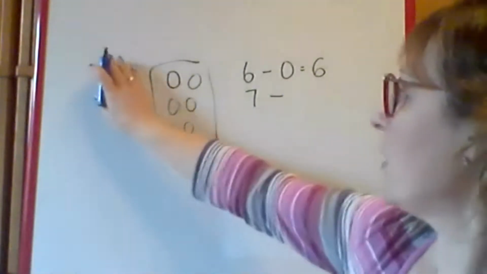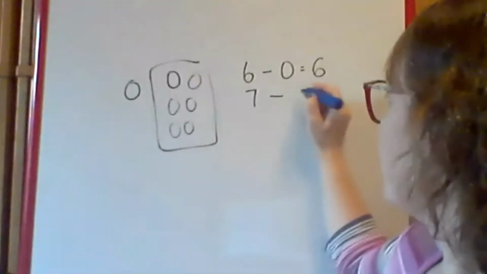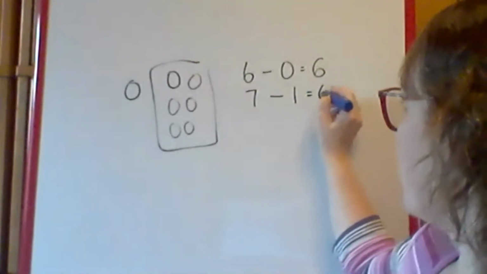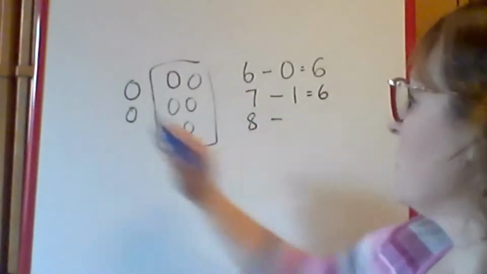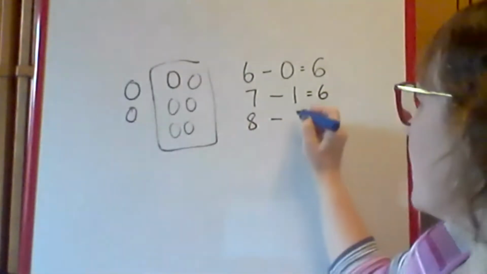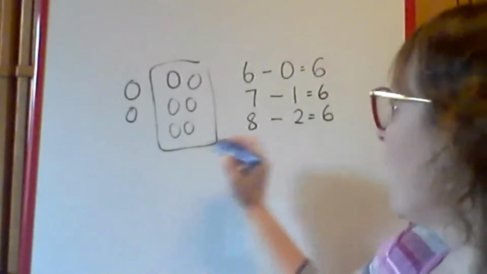If I take away my 1, then I've still got what I need in the box. So I take away the 1 and I've got my 6 in the box. Draw another one. I now have 8 altogether. Take away the ones that are outside the box. So I take away my 2 and I've still got what's in my box. So I've got my 6. And I can keep going.